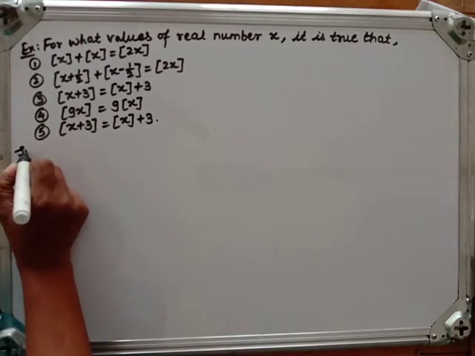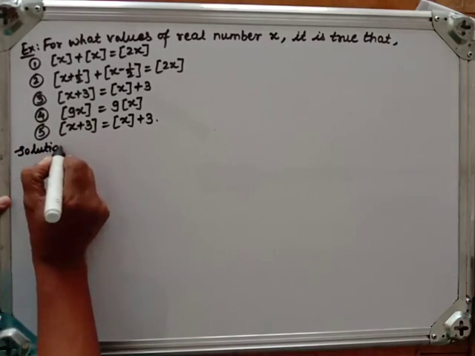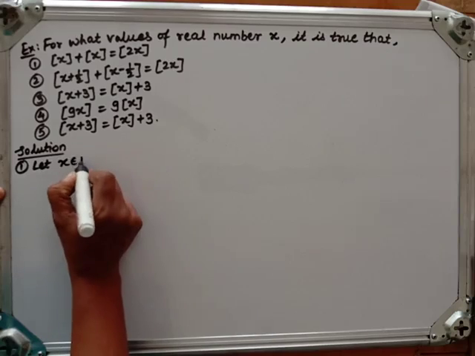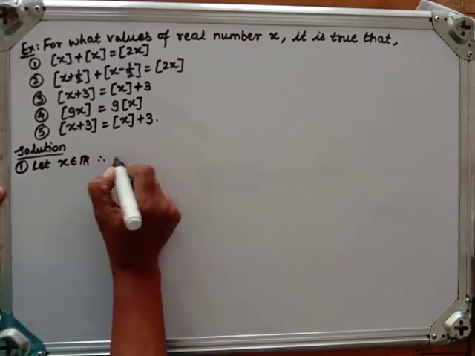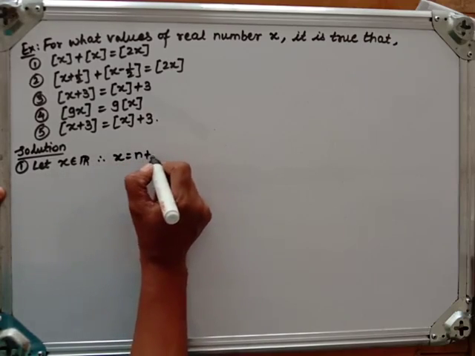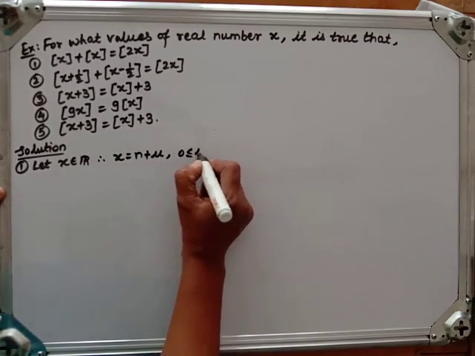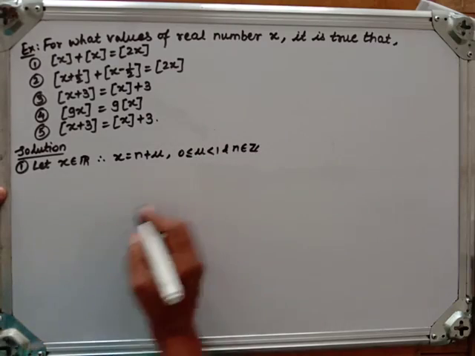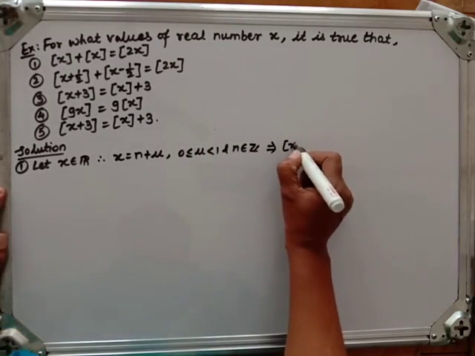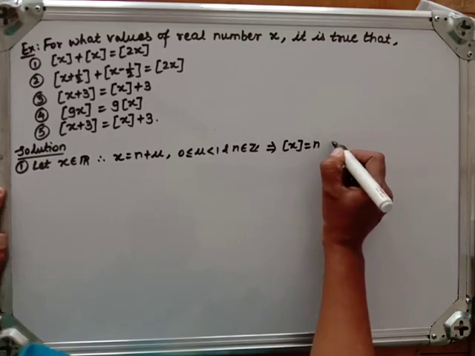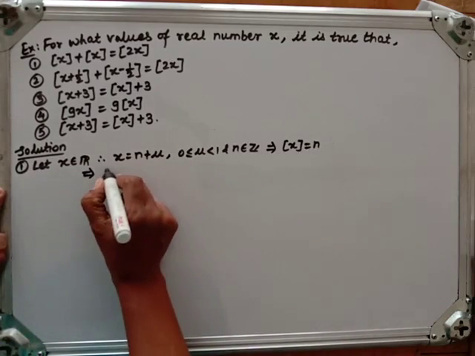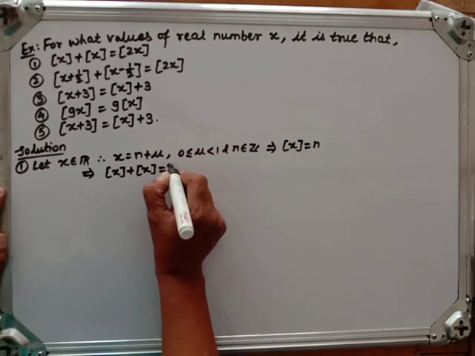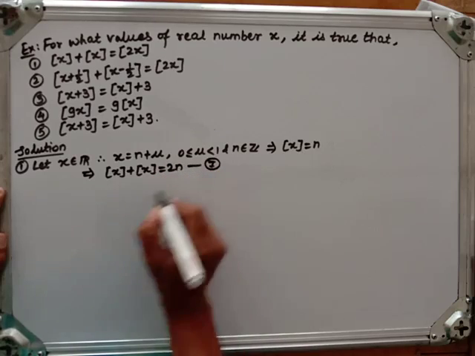Now solution. First, let x belong to R, therefore x is equal to n plus mu, 0 less equal mu less than 1 and n is in the set of integers. So this gives greatest integer function of x equal to n. That gives greatest integer function of x plus greatest integer function of x is equal to 2n. Call it equation number 1.